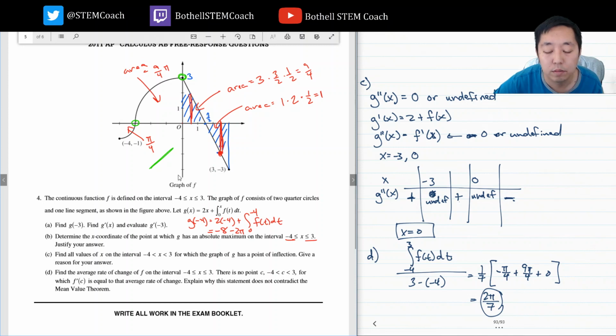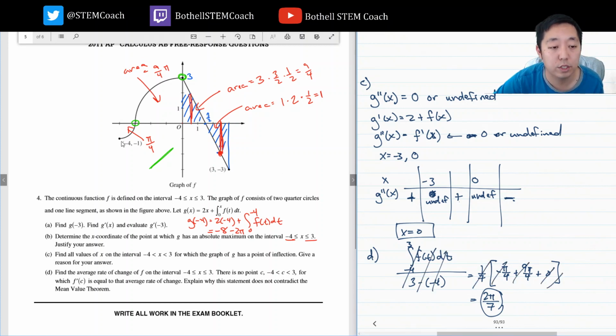Wait. Yeah, why aren't we getting 1? To that average rate of change. Average rate of change. Oh, no, that's because I'm not supposed to do this. This is the average value.